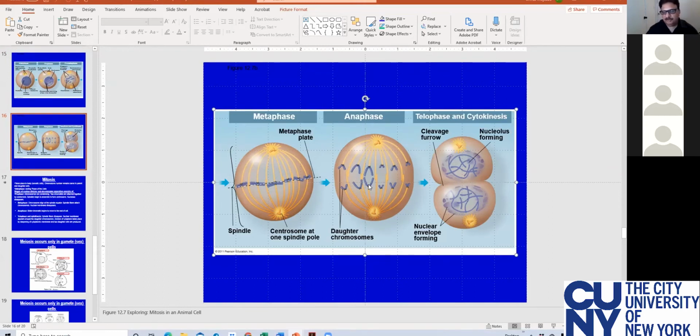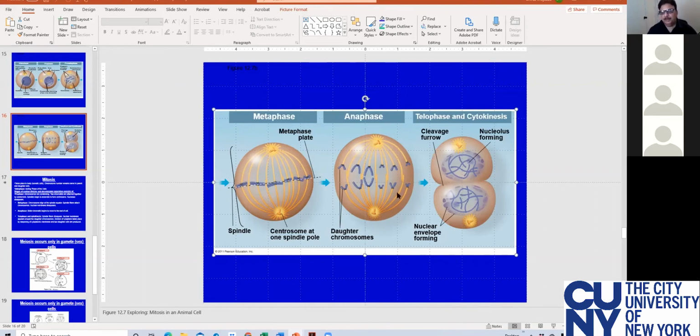So here in anaphase, the chromosomes divide. And how do they divide? What we think of as thin spindle fibers are actually very powerful. They're so powerful that they can split the chromosome. When a single chromosome is split into two daughter chromosomes, they start moving towards opposite poles.